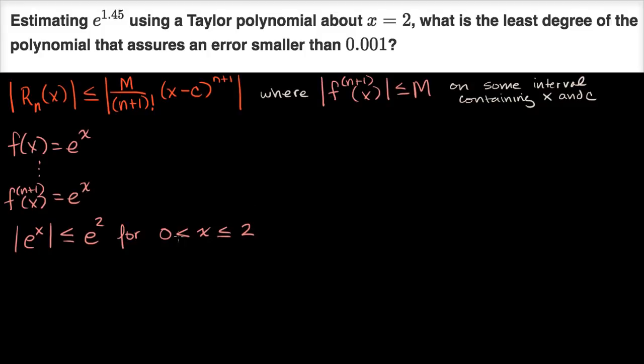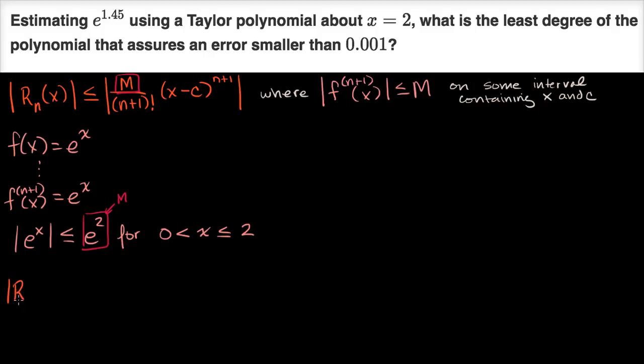Remember, the x we care about is 1.45, and the interval also contains where our function is centered. Our function is centered at 2. So we know we're bounded by e squared, so we can use e squared as our m. We were able to establish this bound. And so doing that, we can now go straight to the Lagrange error bound.